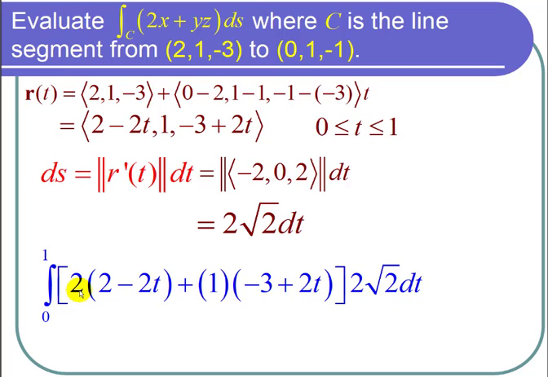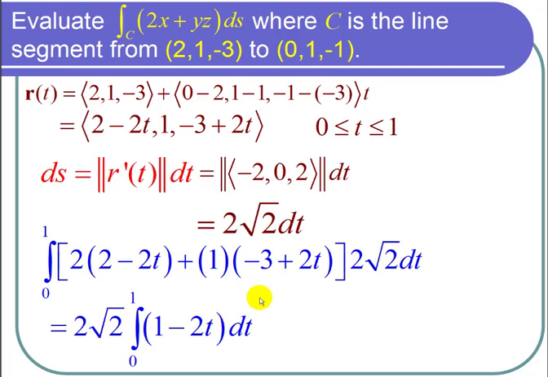So now I simplify this. We get 2 times 2 is 4, plus 1 times -3. 4 minus 3 is 1. So I have the integral from 0 to 1 of 1, and then we have 2 times -2t is -4t, plus 1 times 2t, -4t plus 2t is -2t. So I get the integral from 0 to 1 of (1 minus 2t), and I take the 2 root 2 and bring it outside, times dt.